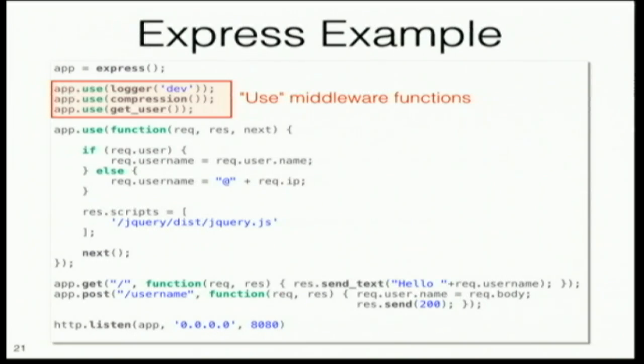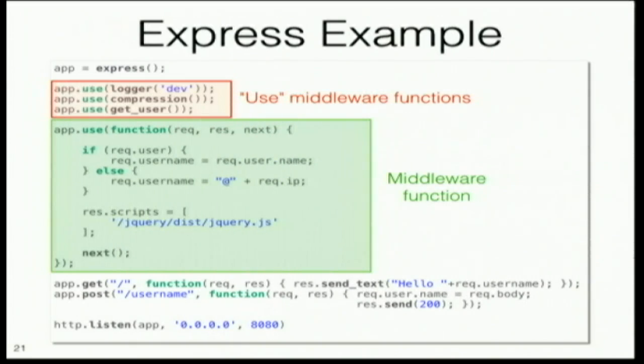Compression might add the ability for the response to compress all of its data. Get user probably gets a user from something, from the session ID in the req, although I haven't said that we started a session, but beside the point. And then here, we have an explicit one, so I can show you the internals of what these look like. So at the top there, you see the request, the response.